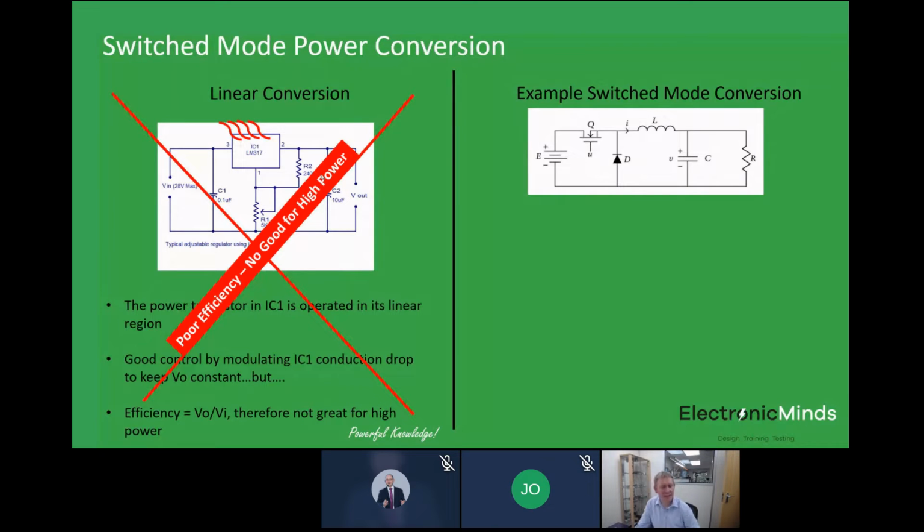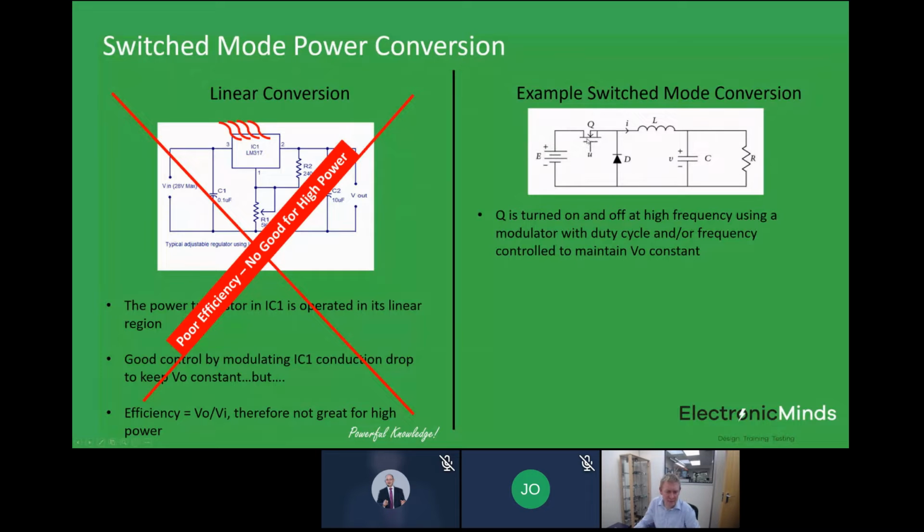So the circuit on the right-hand side here, this is just a simple buck converter. It's one of the most basic topologies you could find, and it's very commonly referred to in literature. And I just put it up here because it's a nice simple circuit to explain the concept of switch mode power conversion. It operates slightly differently. It's performing the same function in that we're reducing a higher input voltage and generating a lower output voltage, and we have a pass transistor.